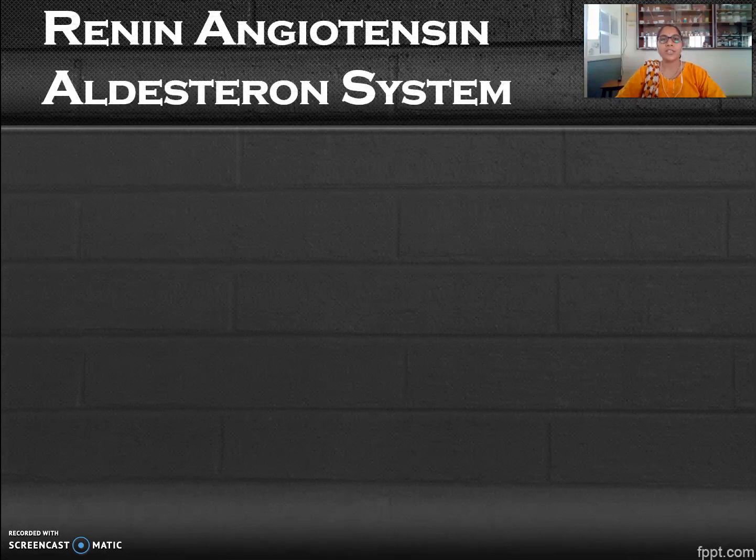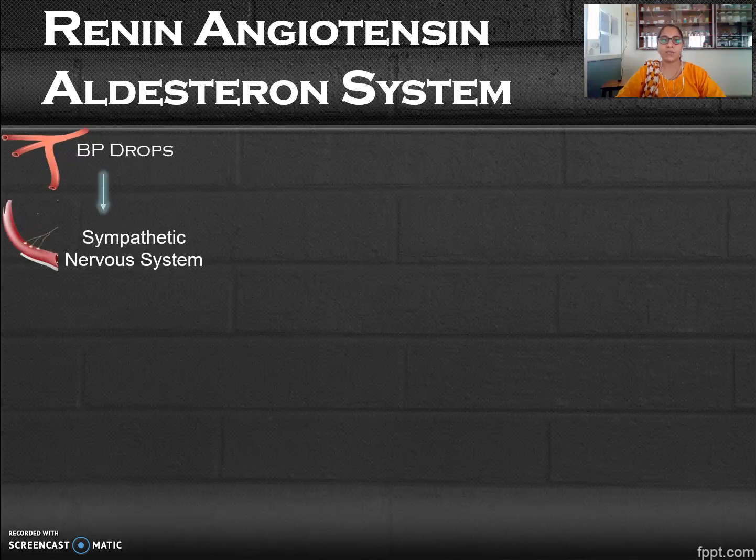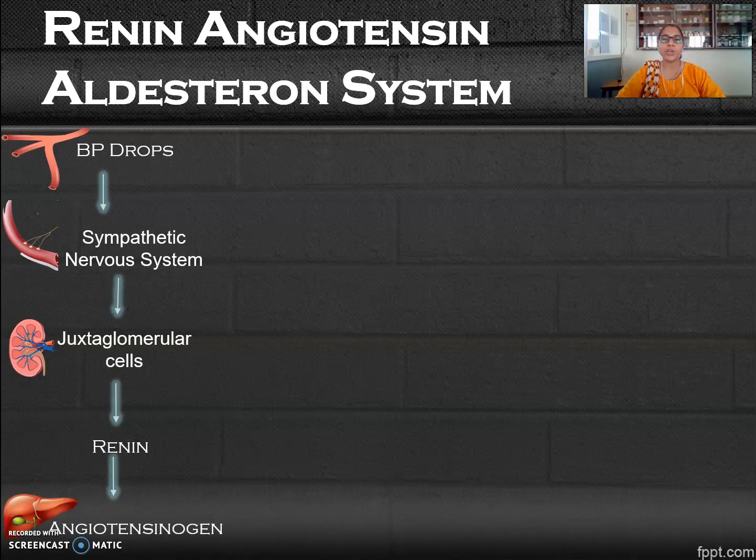Now, renin-angiotensin-aldosterone system activates when the BP drops. When the BP drops, firstly, it stimulates the sympathetic nervous system. Sympathetic nervous system sends impulses to the juxtaglomerular cells which are present at the glomerulus in the nephron of the kidney, which promotes the release of renin, the first component of this system. Now this renin stimulates the release of angiotensinogen in the liver.